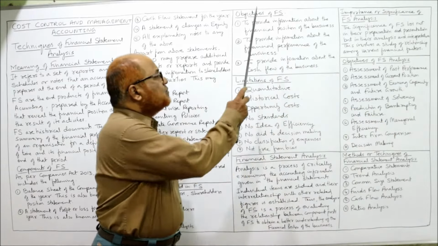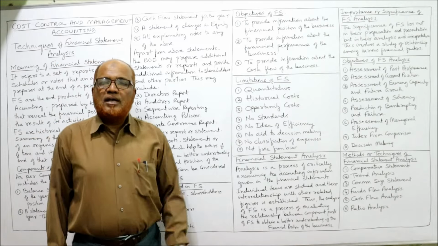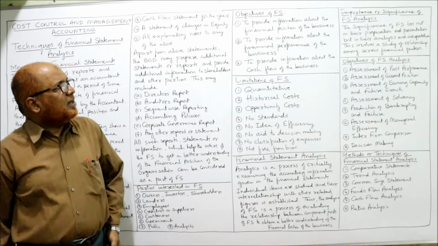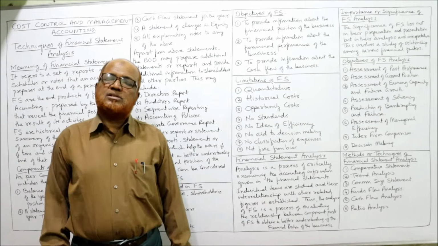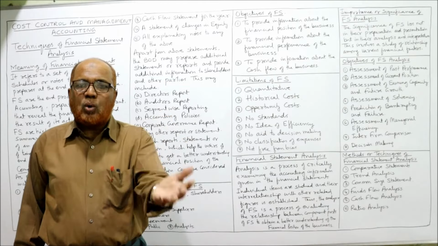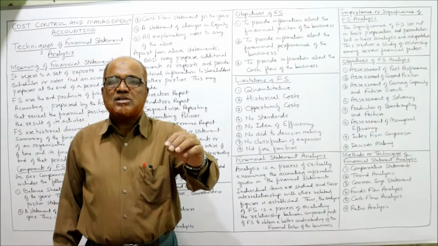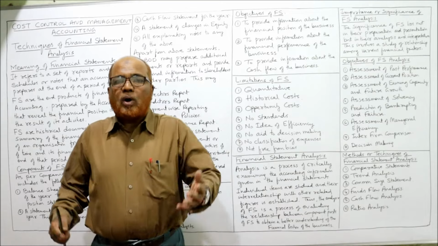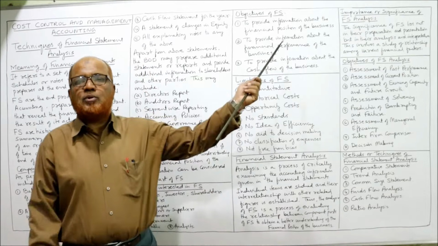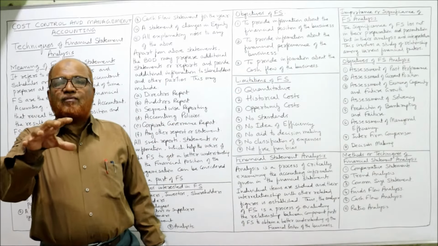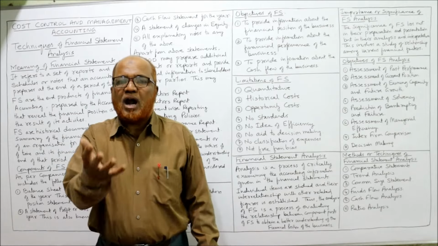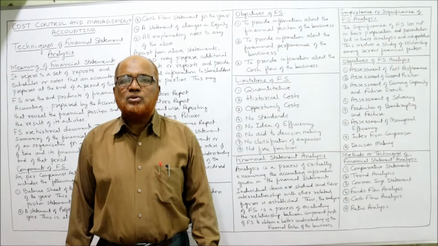Next comes the objectives of financial statements. The three main objectives of financial statements are: first one, to provide information about the financial position of the business. The financial position means how much the business owns and how much the business owes. So what are the assets and what are the liabilities? That is called financial position. So the objective of financial statements is to provide information regarding financial position.